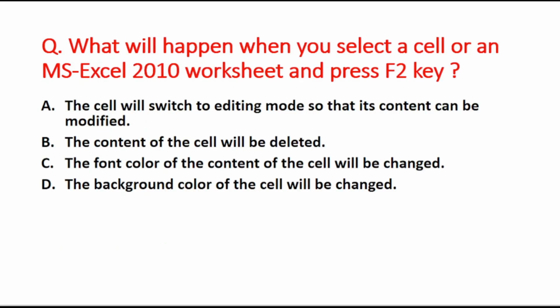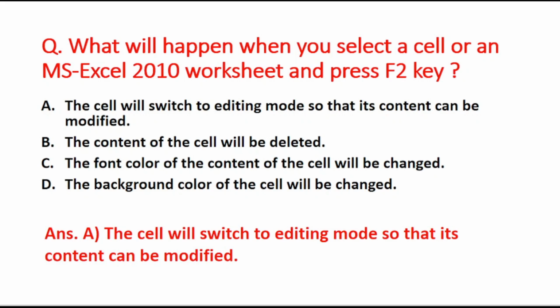Next question is, what will happen when you select a cell in an MS Excel 2000 worksheet and press F2 key? A option is the cell will switch to editing mode so that its content can be modified. B option is the content of a cell will be deleted. C option is the font color of the content of the cell will be changed. And D option is the background color of the cell will be changed. So if you select a cell and then press the F2 key, then the cell will switch to editing mode so that the content can be modified. So option A is the right answer.